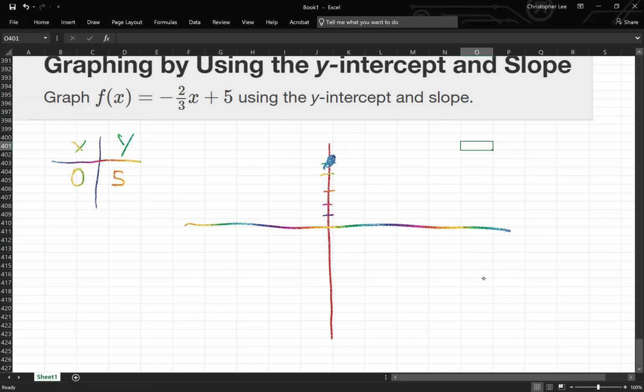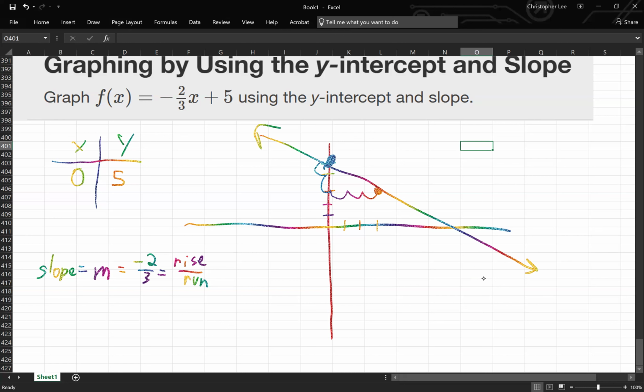And then I want to do a little rise over run, right? So my slope, which is equal to m, by the way, is negative 2 over 3. So I'm going to rise negative 2. What does that mean? I'm going to go down 2, right? So this is going to be 1, 2. Then I'm going to run over 3, right? So 1, 2, 3. Connect the dots. That's it.